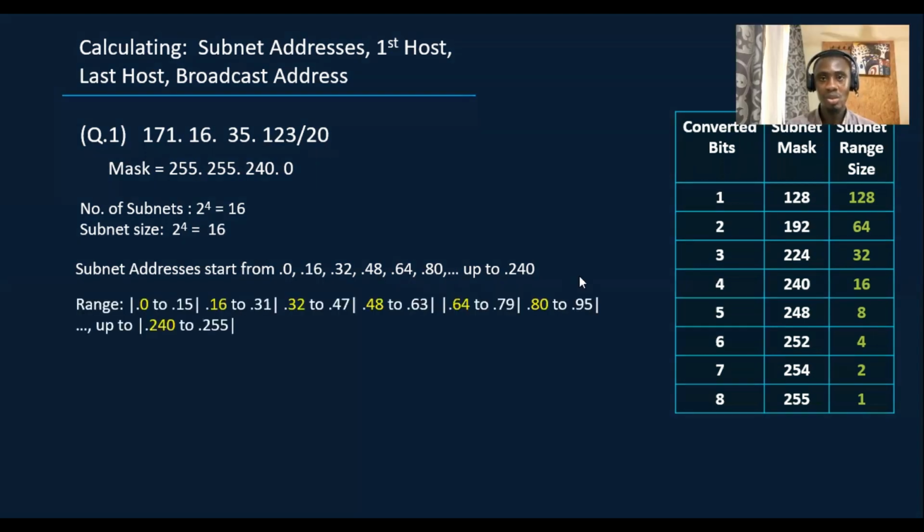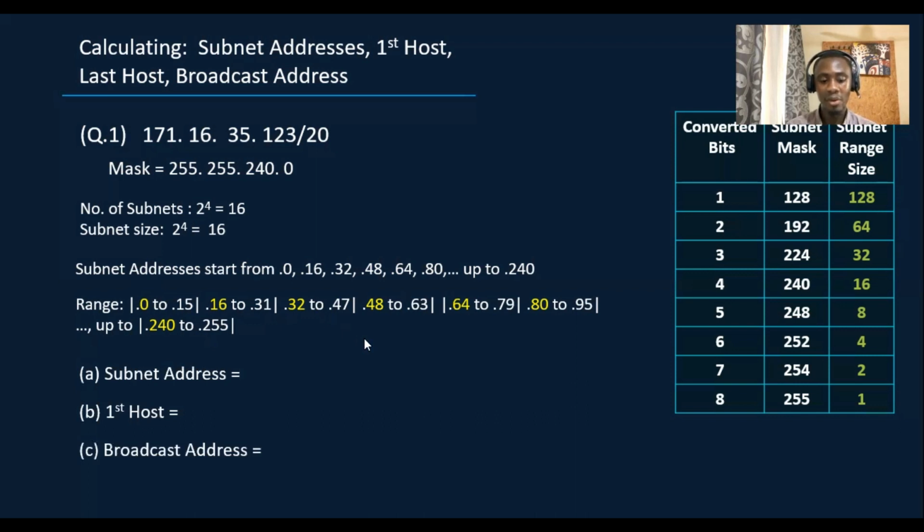So the range will look something like this. We have the first one ranging from .0 to .15. That's for this third octet. And then the next one will be .16 to .31. And then we have .32 to .47, all the way to .240 to .255.